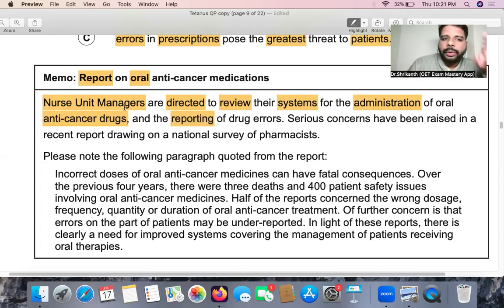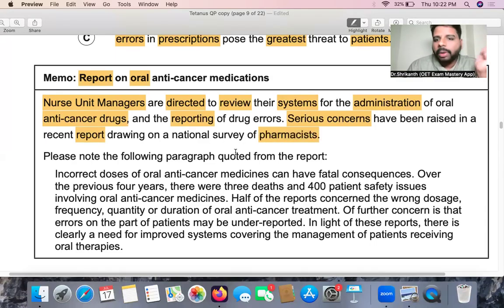Okay, so what is the duty of these managers? Their duty is to supervise administration as well as reporting of drug errors. Okay, serious concerns have been raised. Now, serious problems have been raised in a recent report drawing on a national survey of pharmacists. Now, this is the report. So, a very serious problem.